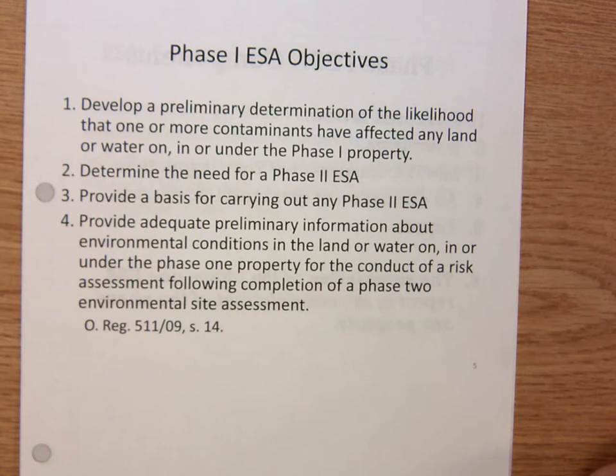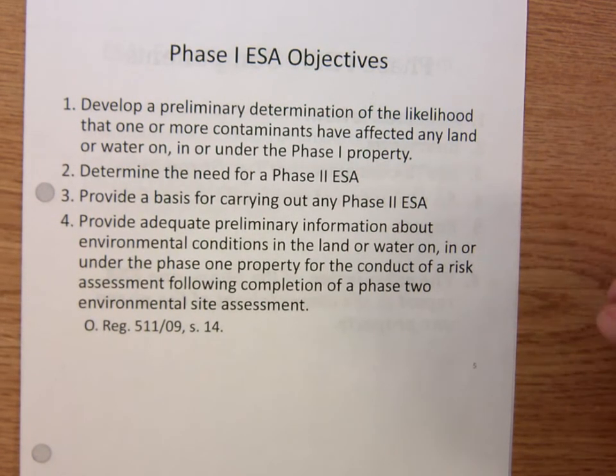The second objective of the phase 1 environmental site assessment is to determine if phase 2 environmental site assessment is needed. As we will see in the future, phase 2 environmental site assessment usually involves taking samples, spending more time, of course more money, and basically is a much bigger step compared to phase 1 site assessment. So one of the main objectives of phase 1 is to determine if phase 2 is needed or not.